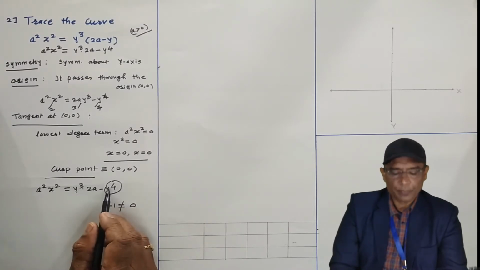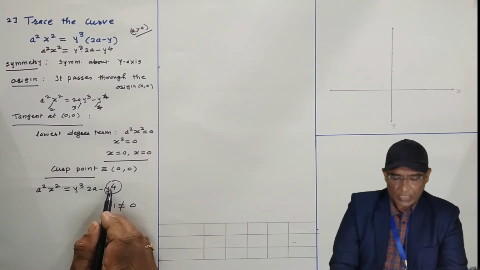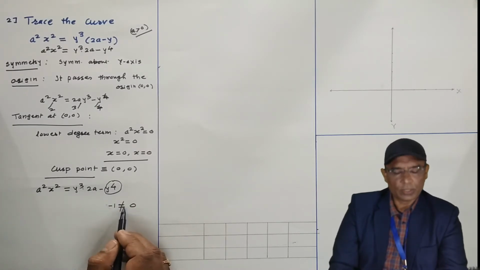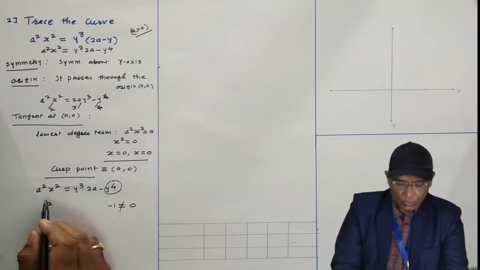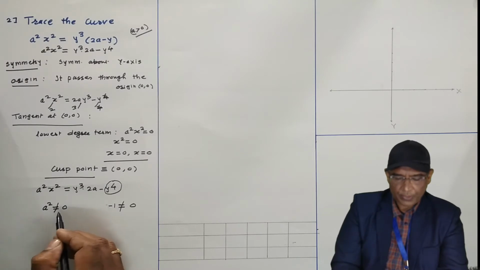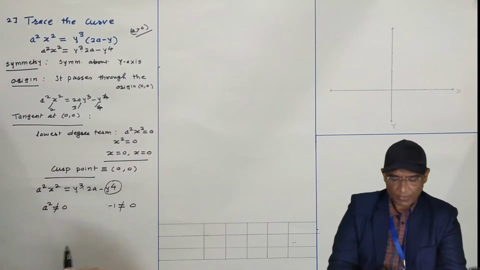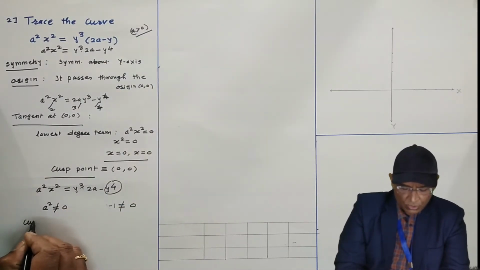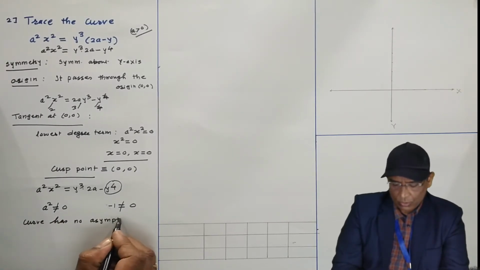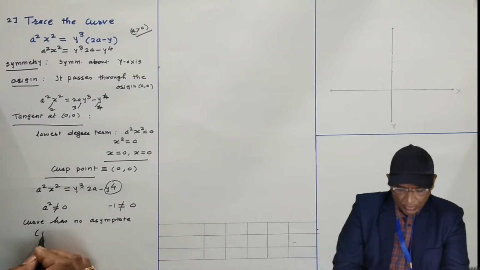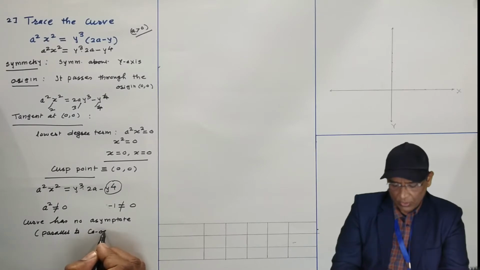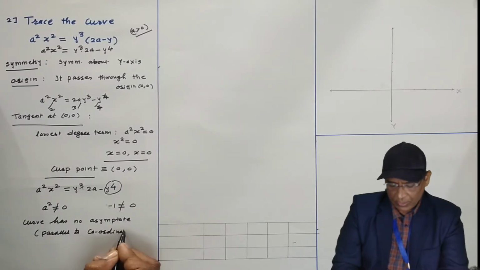Therefore, the asymptote parallel to the y-axis is not there. If you equate the coefficient of the highest power term in x to 0, this is also not allowed because here a is greater than 0, which is given. Means the curve has no asymptote parallel to the coordinate axes. Coordinate axes means the x-axis and y-axis.